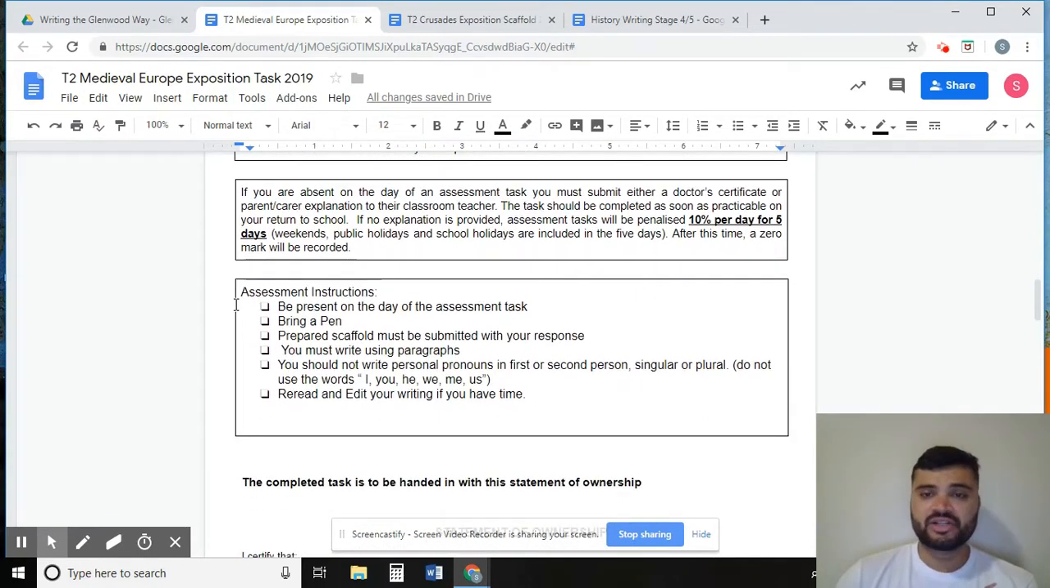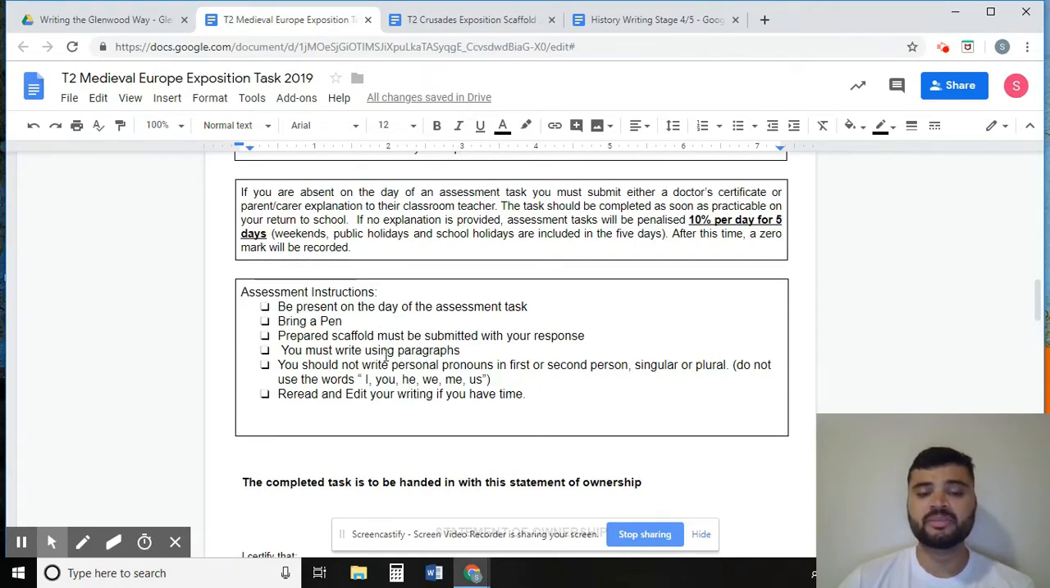Your assessment instructions. Now, these are the things that you're going to need to do in preparation and the day of the assessment. So you need to be present on the day of the assessment task. You need to bring a pen with you to write with. You need to prepare the scaffold that is attached, and you are going to be submitting that scaffold with your response.